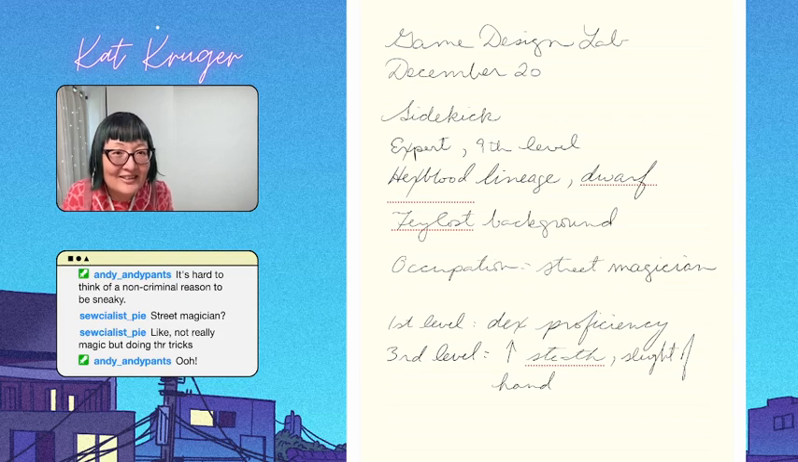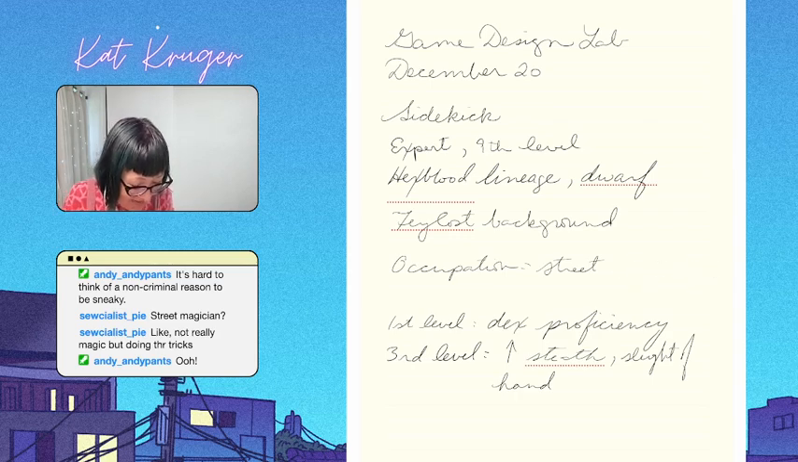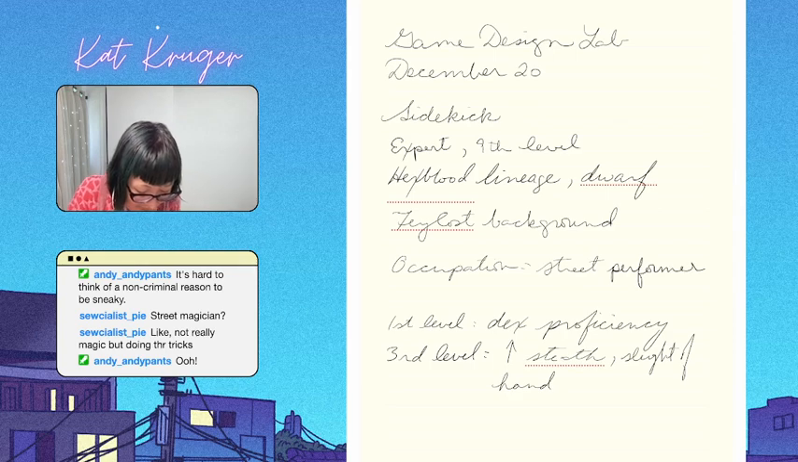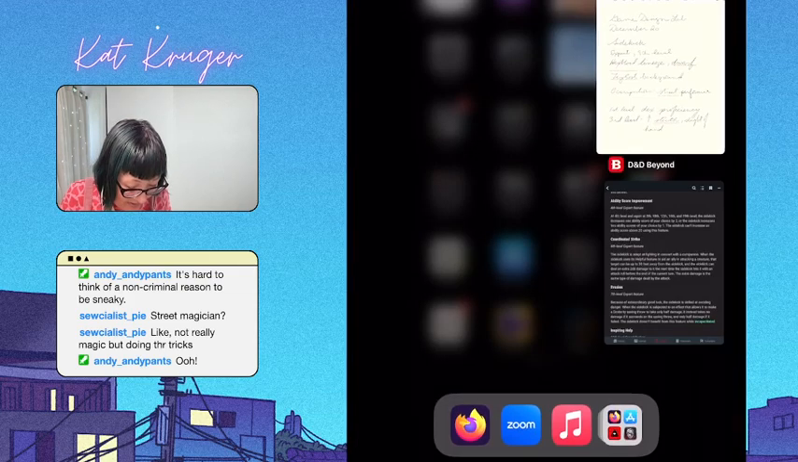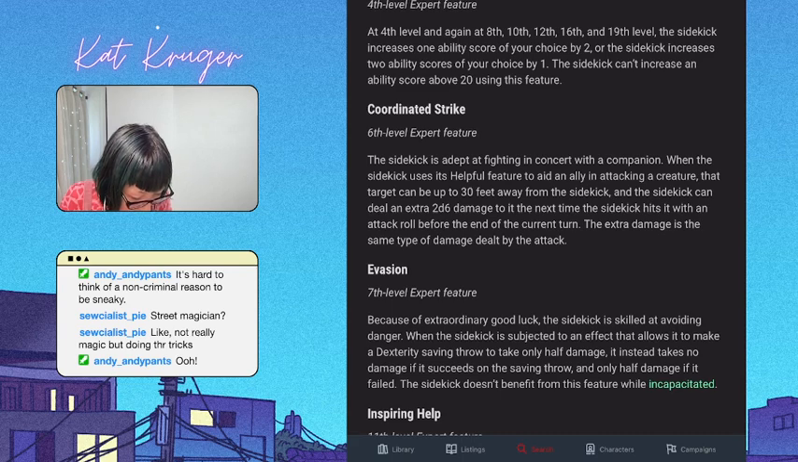Yeah, exactly. Not actually doing magic, but maybe it's a street... I feel like in a high magic world, magician is probably not the word that we would use here. Maybe we just use street performer. And in that case, I think we would increase up where maybe instead of stealth, it's performance.